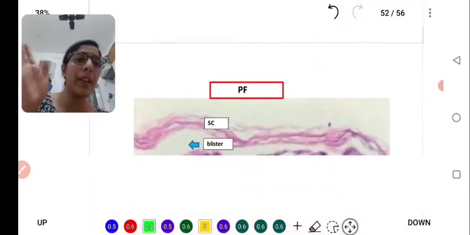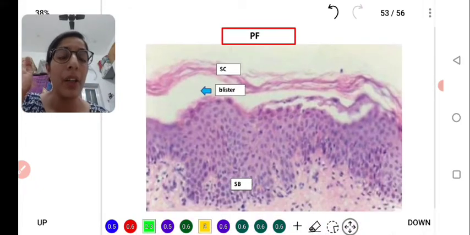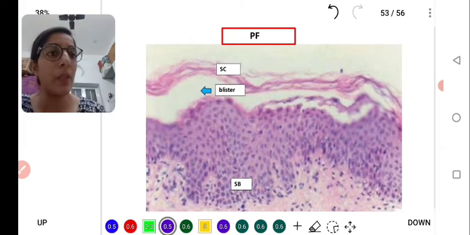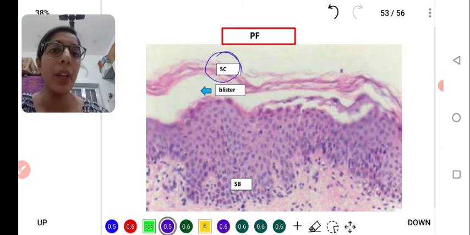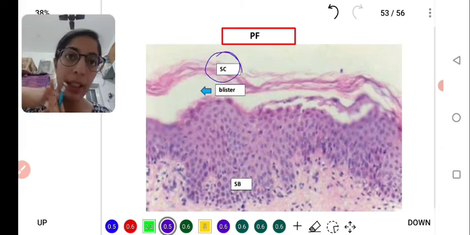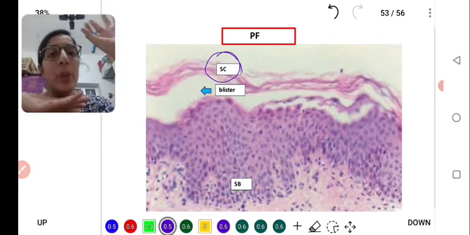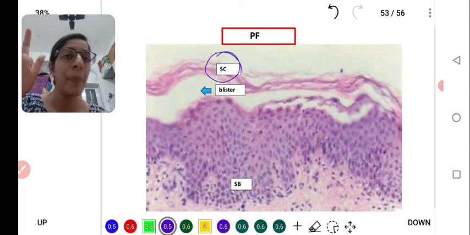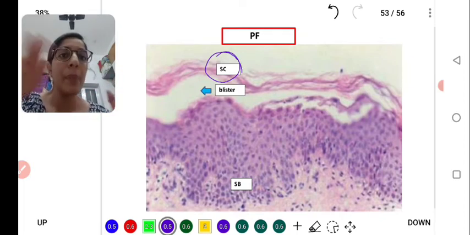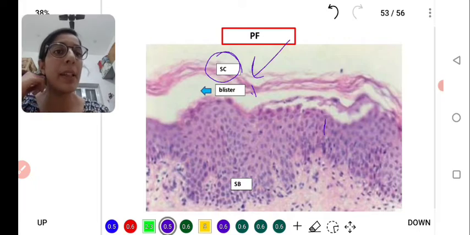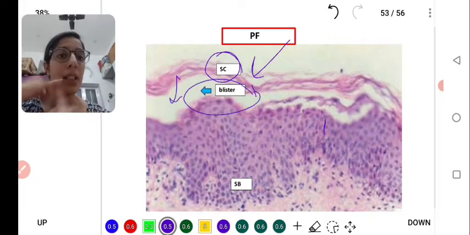Pemphigus foliaceus we have already done. Pemphigus vulgaris already done. Now foliaceus, towards the foliation, this is the stratum corneum. I hope you remember the normal layers: stratum basale, spinosum, granulosum, lucidum, and corneum. Lucidum is present only in the palms and soles, while elsewhere it's absent. In pemphigus foliaceus, because it is a superficial blister, it is present beneath the stratum corneum.